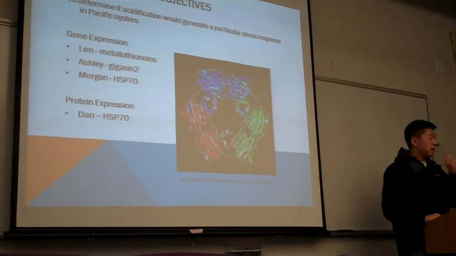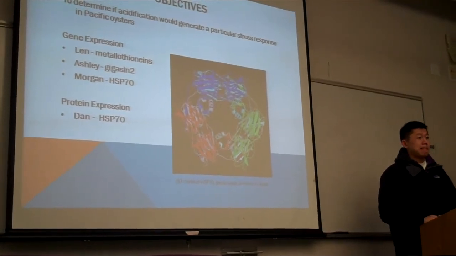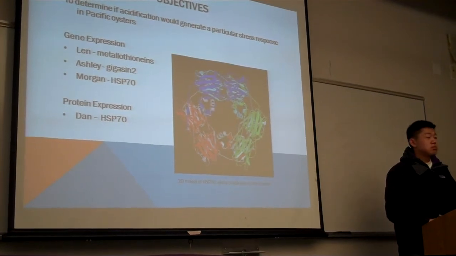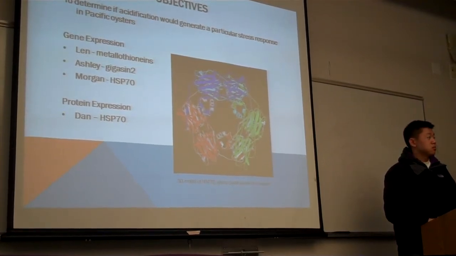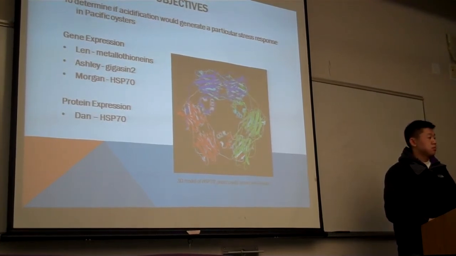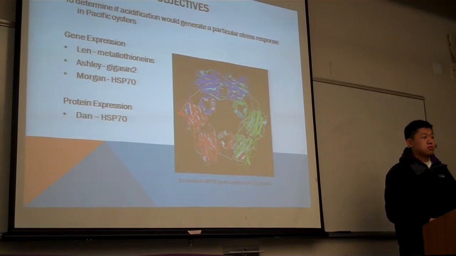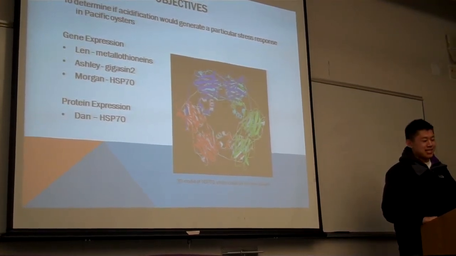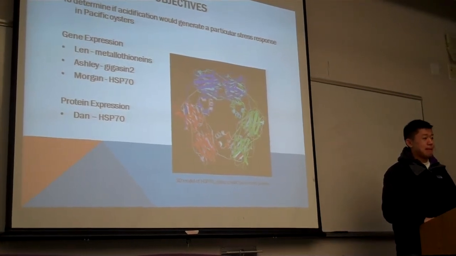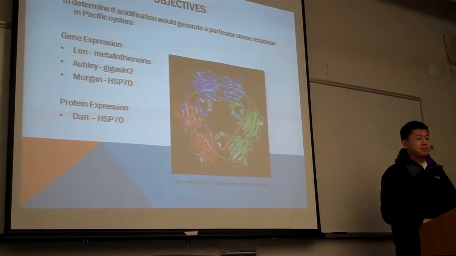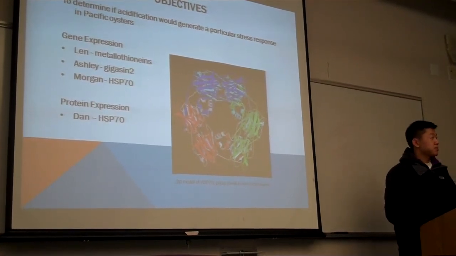The objective of our study was to look at the physiological responses of Pacific oysters in acidic conditions. We did this by measuring gene expression and protein expression. Len looked at metallothioneins, which is a general stress response. I looked at glycine-2, which is used for calcification and shell formation. Morgan looked at HSP70 gene expression, while Dan looked at HSP70 protein expression.